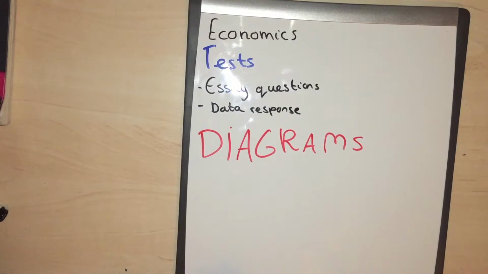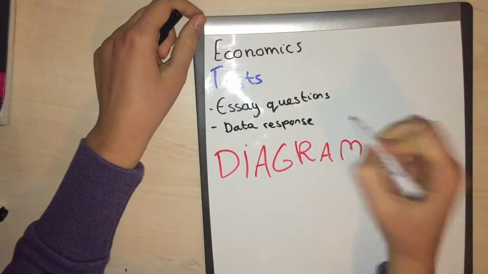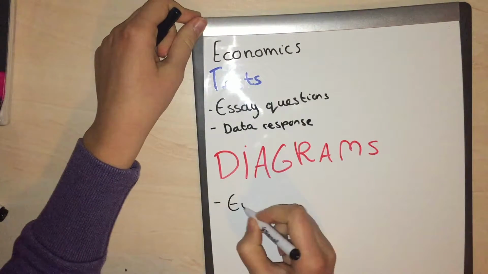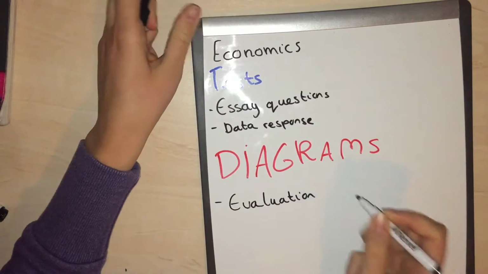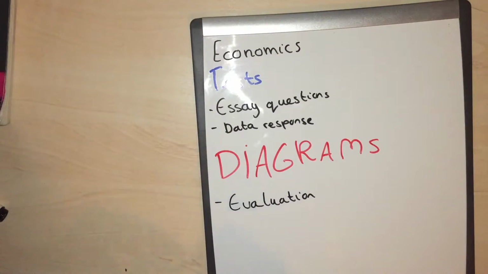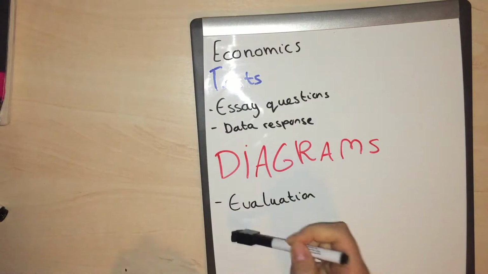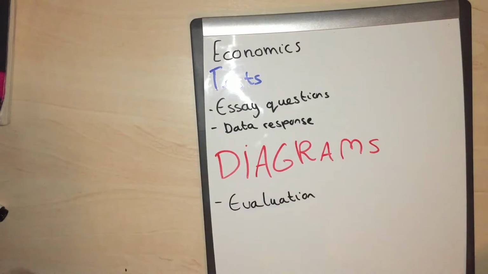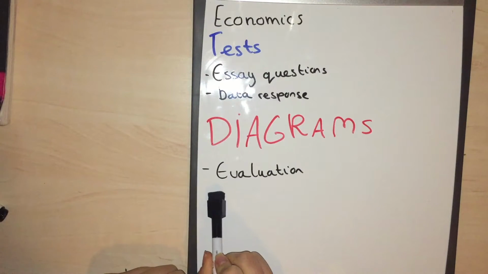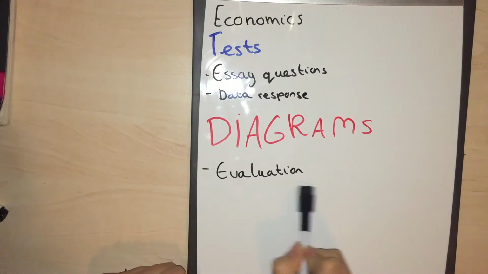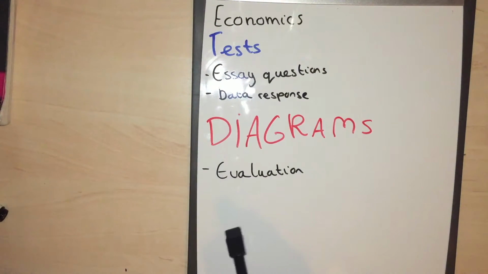Oh, yeah, also what's very important in both tests is evaluation. Meaning that when you make points or when you say something, you have to make sure you evaluate it. So that means you give the advantages, the disadvantages, you consider different stakeholders, different perspectives. Evaluation is also absolutely key in the IB Economics course.